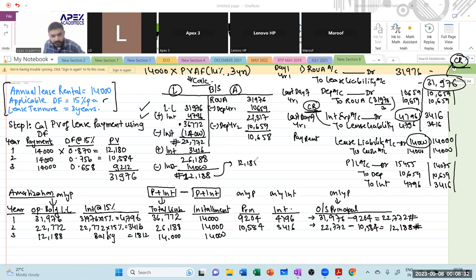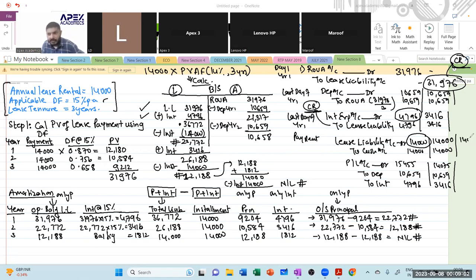Will this increase your lease liability? Yes. What is your lease liability now? 14,000 minus installment. How much is that? 14,000. What is left now? Nil balance. So 1,812 plus 12,188. Outstanding 12,188 minus 12,188, nil. For the third year, can I make the payment?